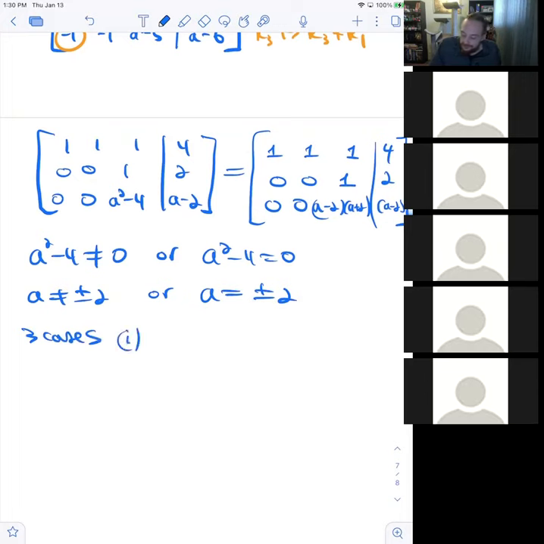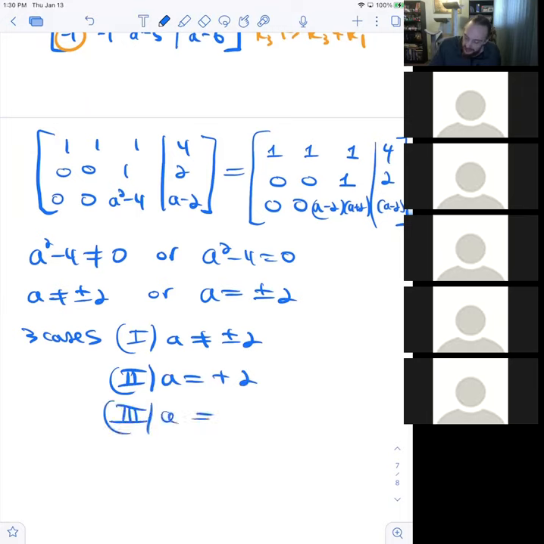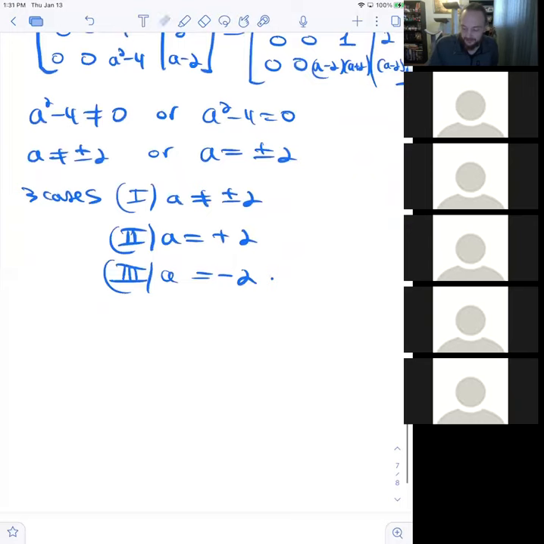Let's do it like this. Case 1, a is not equal to plus or minus 2, then I could have where a equals positive 2, and then case 3, a is equal to negative 2. Those are the 3 cases I have to go through. And then I'll probably get one that has a unique solution, no solution, infinitely many solutions.